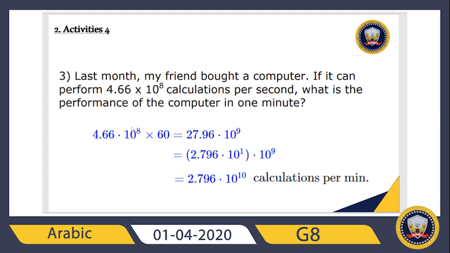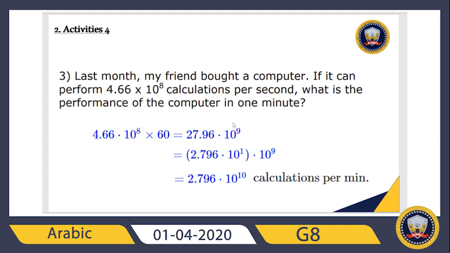Okay, so this number is equal to 27.96 times 10 to the power of 9. You can simplify it either by multiplying 60 directly by 4.66, or the thing I did: I write 60 in scientific notation, which is 6 times 10 to the power of 1. So 6 times 4.66 is 27.96. 10 to the power of 1 times 10 to the power of 8 is 10 to the power of 9. That's my way, okay?